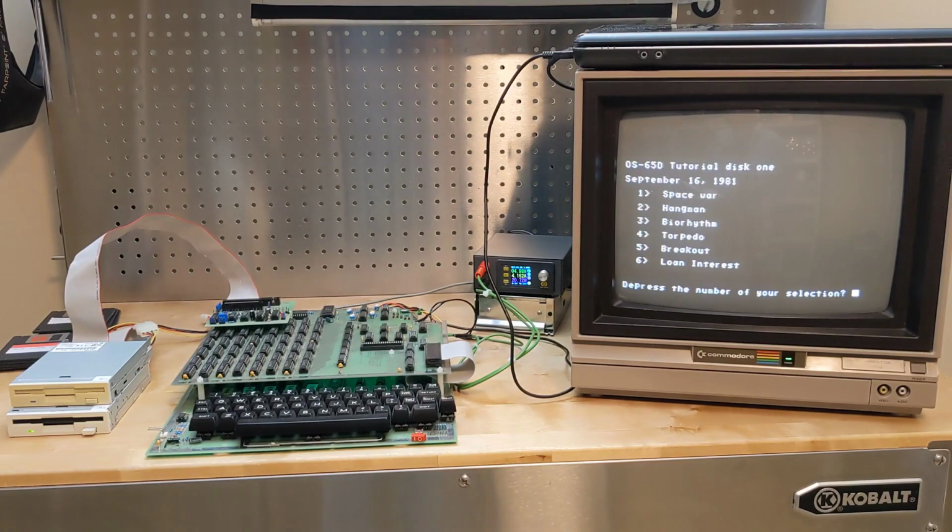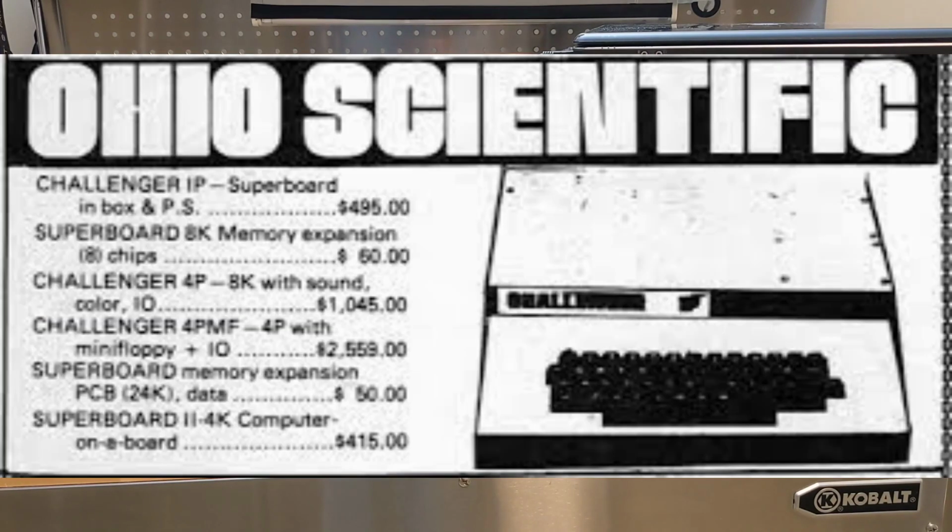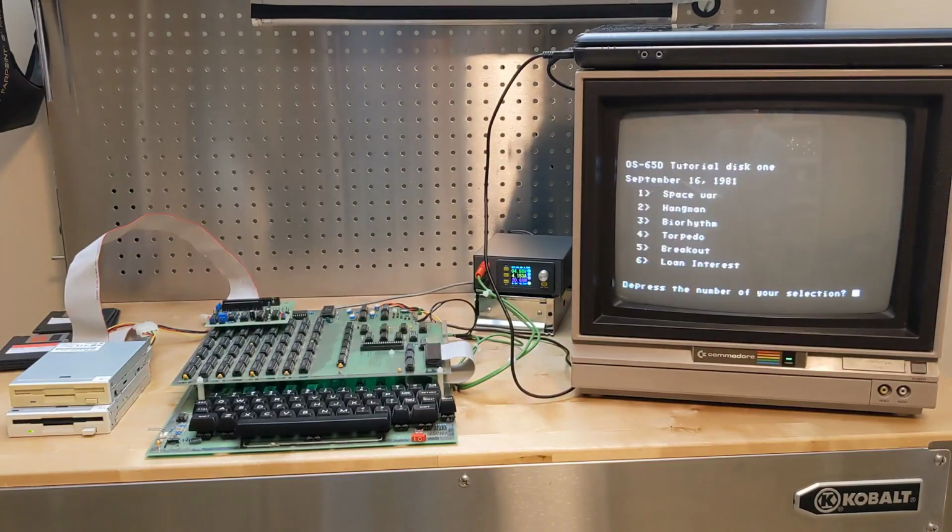This video describes a replica of a vintage computer I built, the Ohio Scientific Superboard II, also known as the Challenger 1P. In the fall of 1981, I bought my first computer, an Ohio Scientific Superboard II. Retailing for $279, it was the lowest cost fully functional computer on the market, significantly less expensive than competitors like the Apple II at around $1,200.